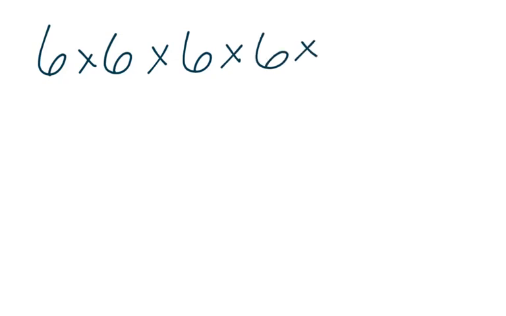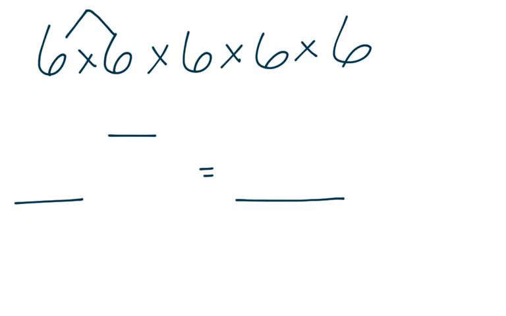Okay, look at number 5. You have 6 times 6 times 6 times 6 times 6. So you need your base, your exponent, and your final answer. Remember to multiply. 6 times 6 is what? Then take that answer, multiply it by 6, multiply by 6, and multiply by 6. Okay, so go ahead and solve number 5 on your own. And let's look at number 6.